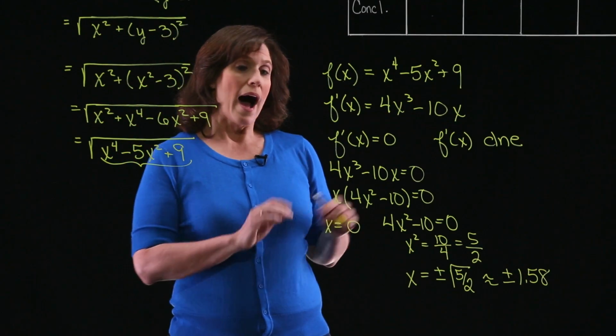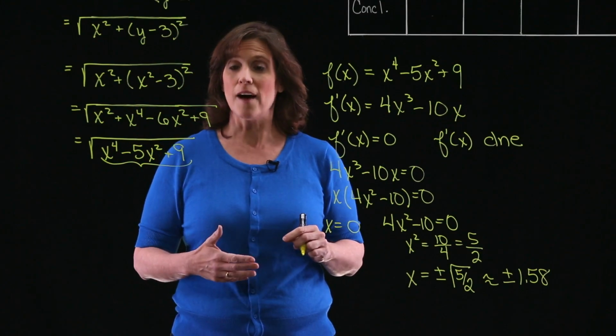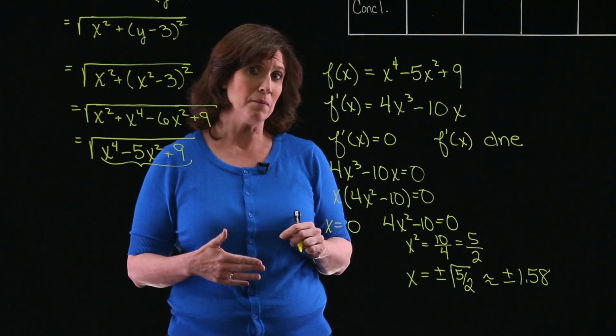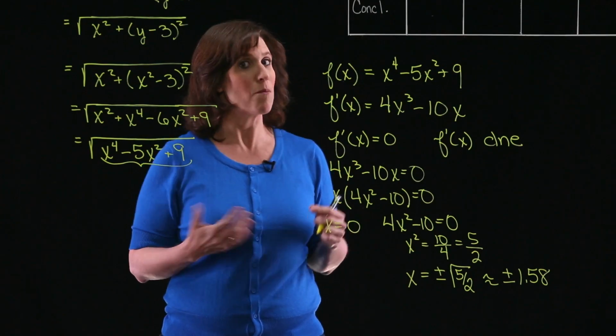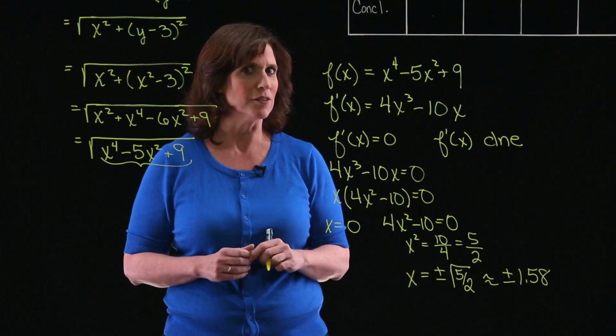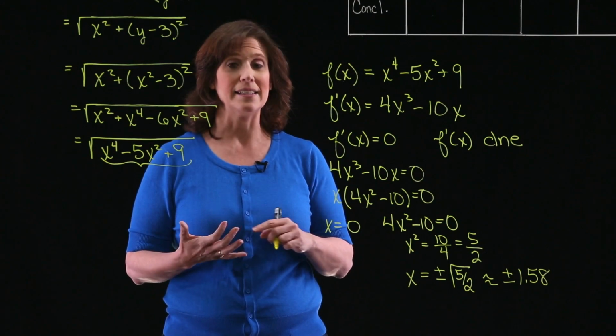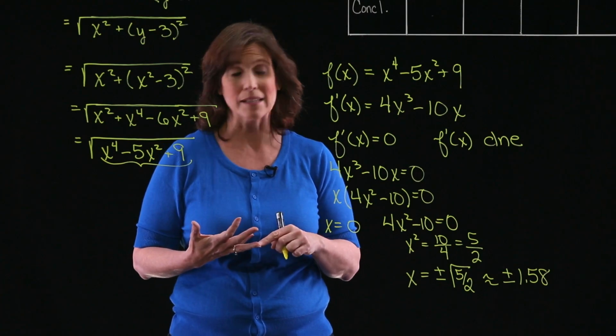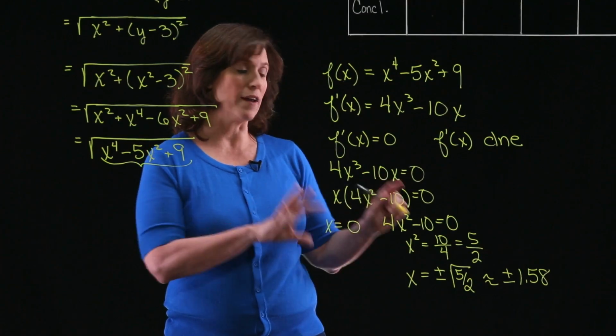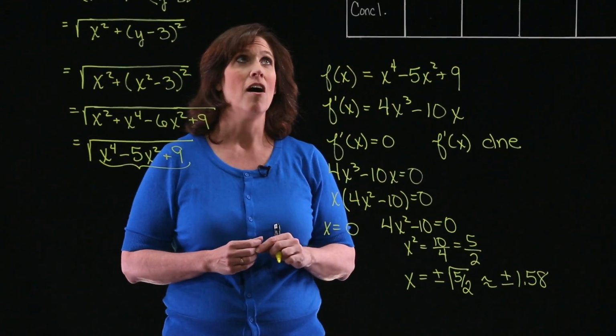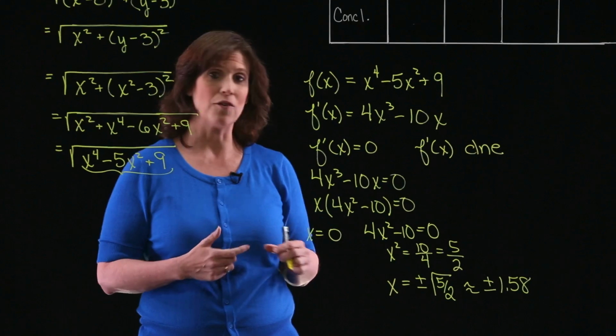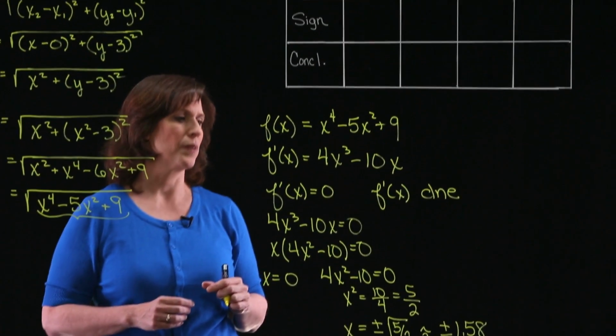Okay, now that I know my critical numbers, I need to find out when I have a relative minimum or when I have a relative maximum, or maybe nothing at all. Just because it's a critical number doesn't guarantee that it's a minimum or a maximum. So we're going to take our information and put it on our chart to help us figure out where those minimums actually occur.